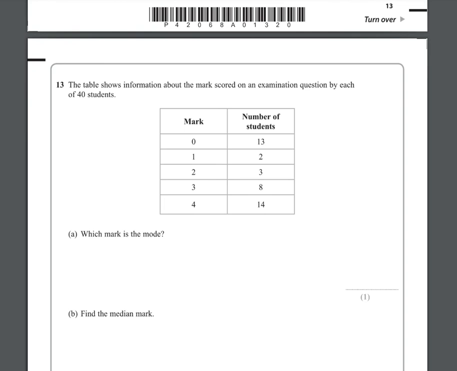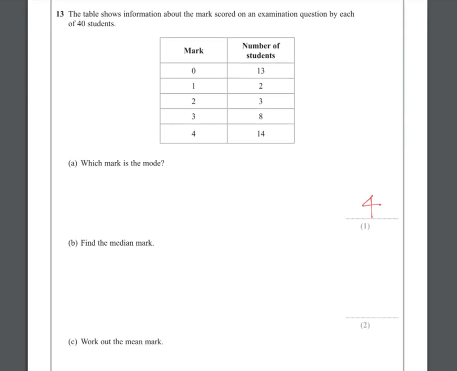Okay, the table shows information about the marks scored on an examination question by each of 40 students. Which mark is the mode? So the mode is the one that comes up the most often, the most number of students. So that's 4.